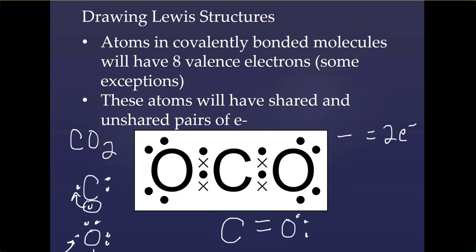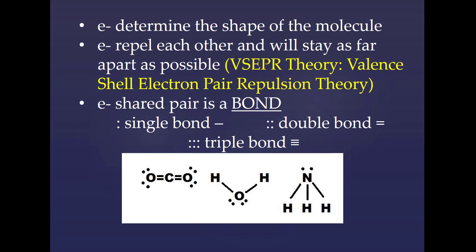So when I draw that CO2, instead of drawing all those dots, I can just draw the lines in between the carbon and the oxygen. CO2 is doubly bonded, so we have a double bond between the carbon and oxygen on either side. Electrons determine the shape of the molecule. When you look at how we put these Lewis structures together, it's how many bonds there are and how many unbonded pairs there are that determine the shape.